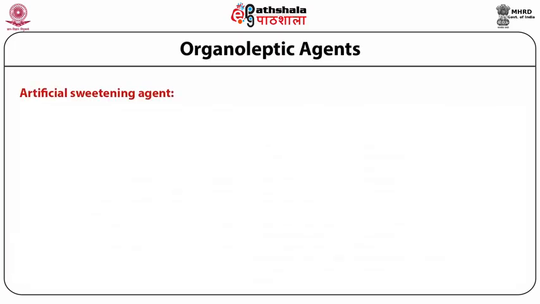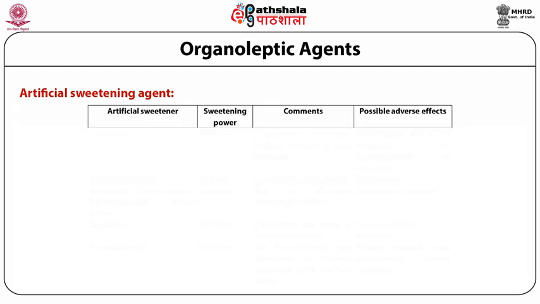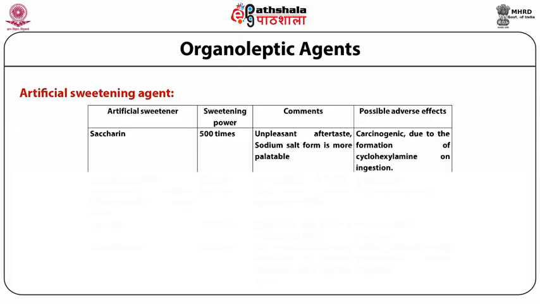Artificial sweetening agents have also been discussed over here. So, the artificial sweetener, the first is saccharin. Its sweetening power is 500 times. It has an unpleasant aftertaste and its sodium salt form is more palatable. Its possible adverse effects could be carcinogenicity due to the formation of cyclohexylamine on ingestion.